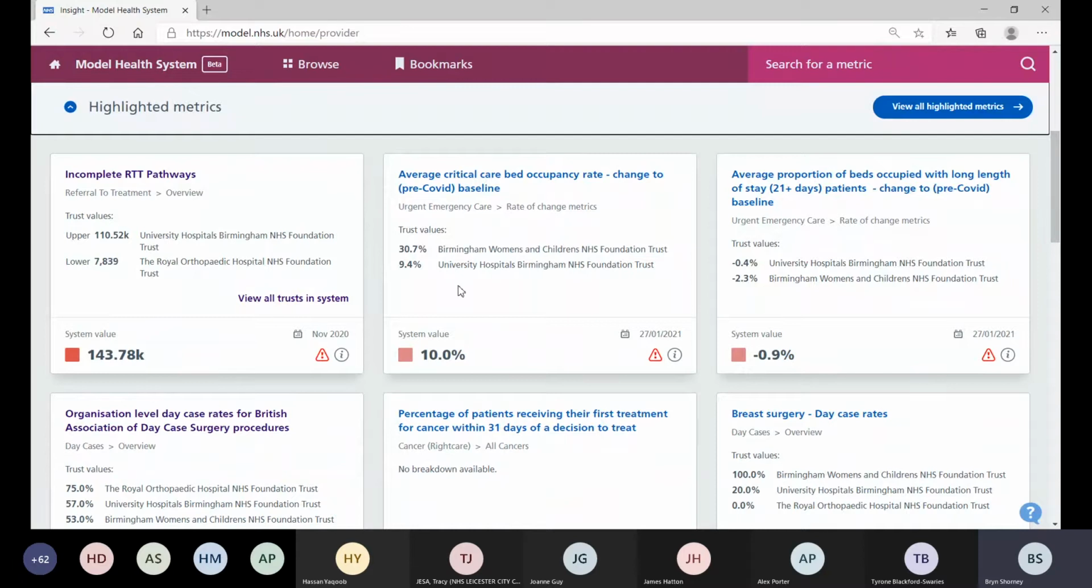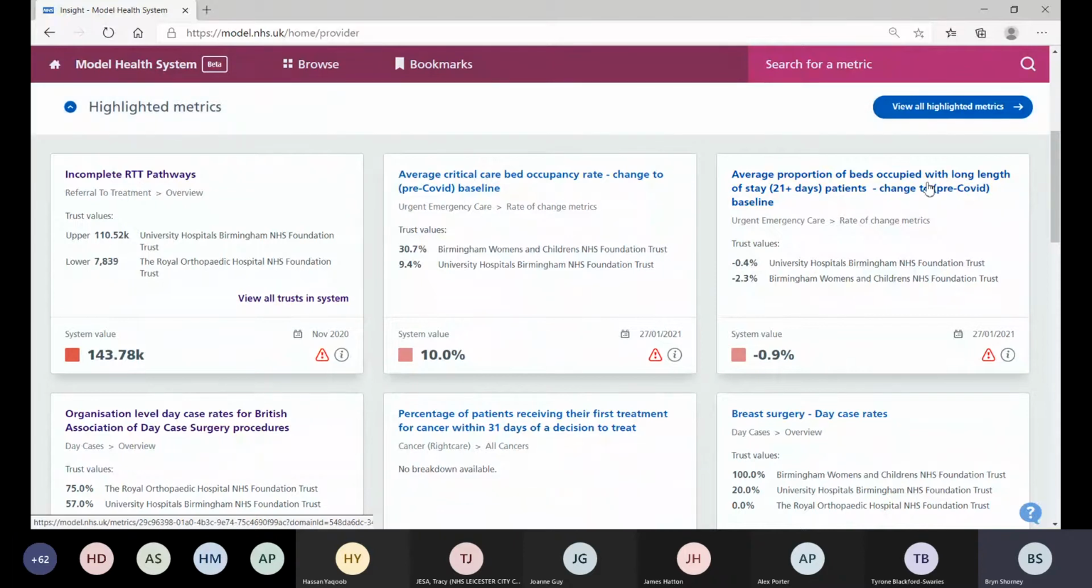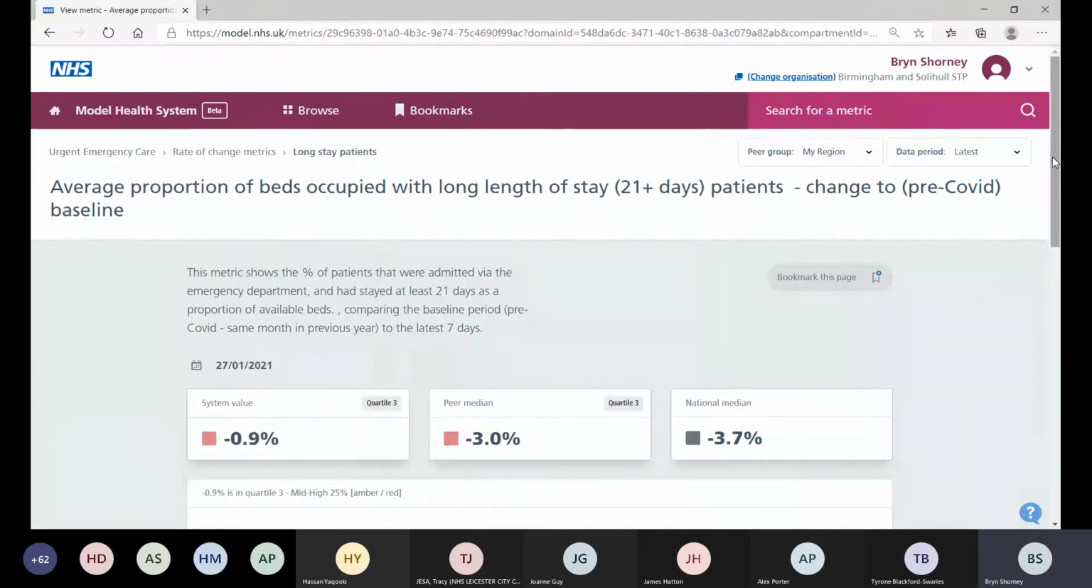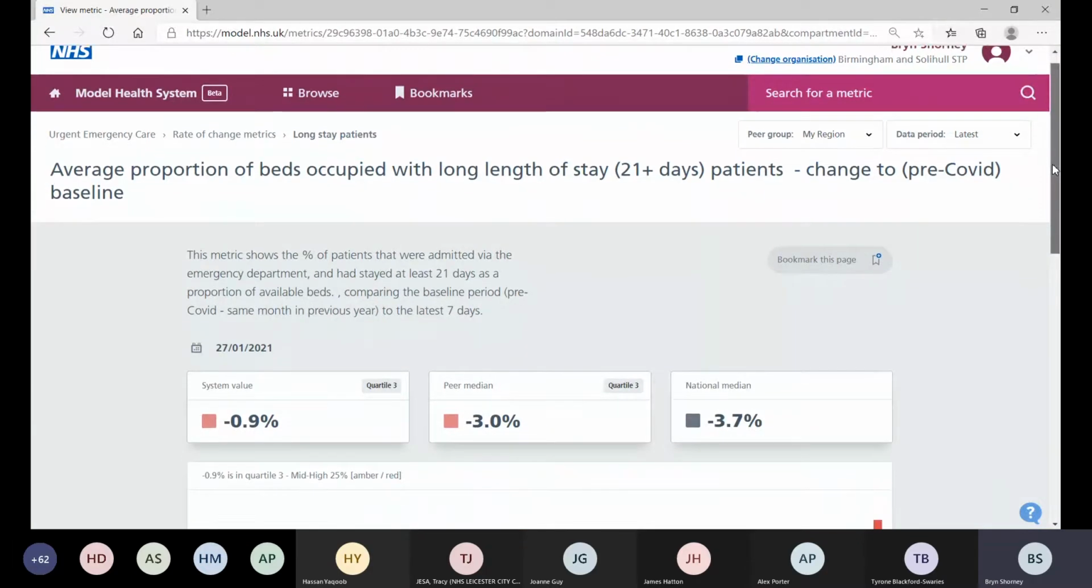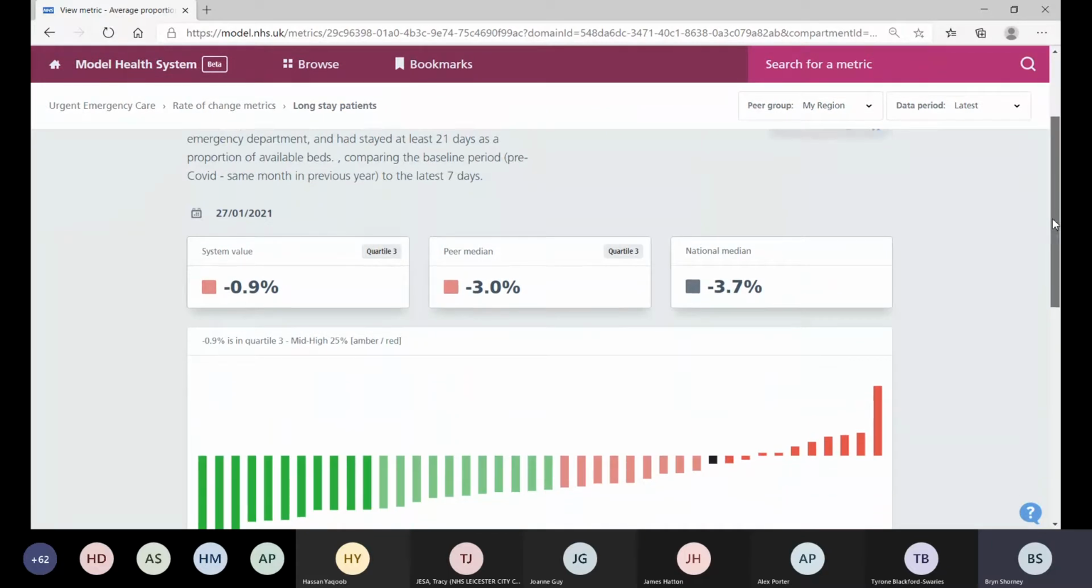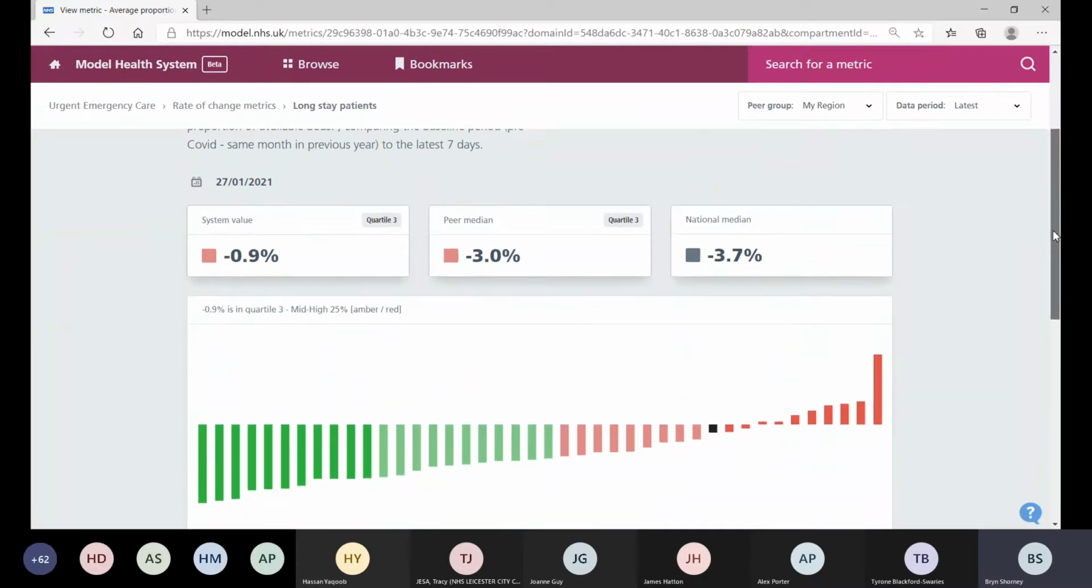Each one is set up differently. For example, this one here looks at the average proportion of beds occupied with long stay patients. There's a wide range of different indicators, and these are just sitting within the relevant compartments. This one's from the urgent and emergency care compartment. So it's just another way to highlight some of those indicators that might be more important for you to view as a system.